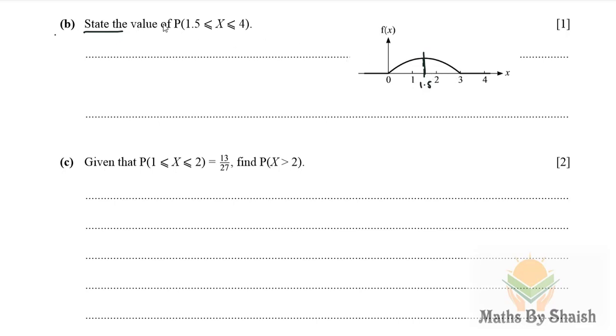So we can directly state that this is going to be half of the probability and this is going to be half of the probability, and total probability is 1. So we can directly say that it is going to be half, that is 0.5.